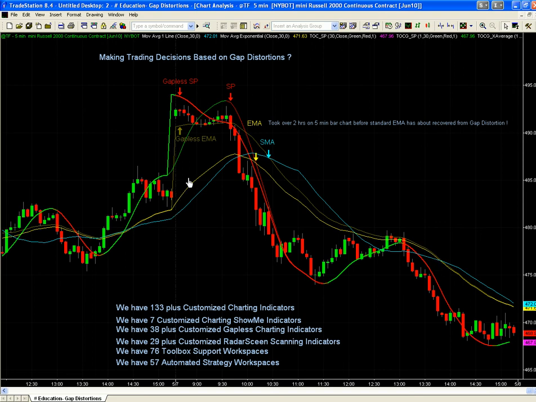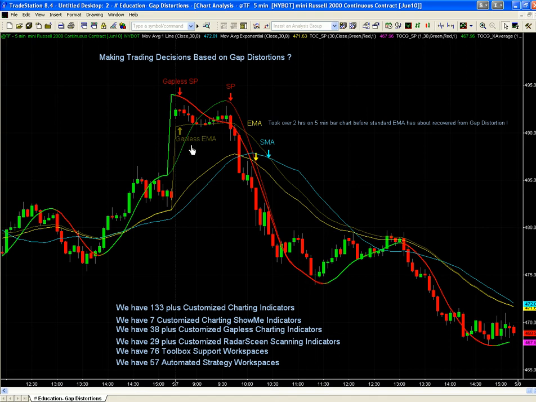So you have, this is with the normal EMA. This is the gapless version of the EMA. And see, those lines don't converge until like 1400 on that day. So you're talking the majority of the day was over before those values finally synchronized.